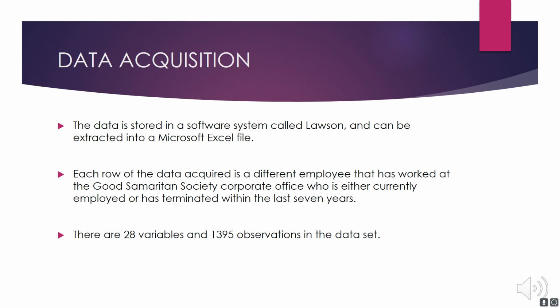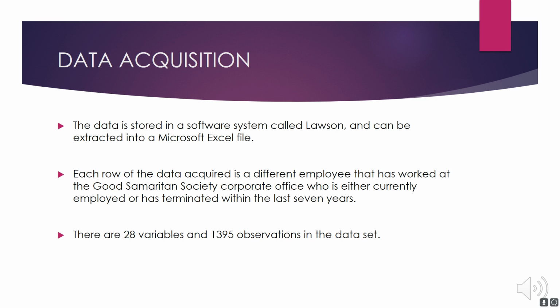Our data set came from the Good Samaritan Society. It was stored in a software system called Lawson, and it was able to be extracted into a Microsoft Excel file. Each row of the data acquired is a different employee that we had to work with, and it was only with the corporate office employees who were currently employed or had terminated within the last 7 years. Employees that were terminated prior to 7 years ago were purged from the company's systems, which is in alignment with government regulations on record retention.